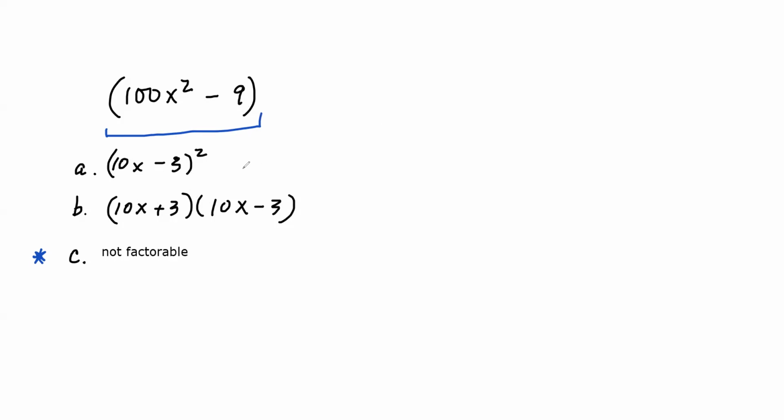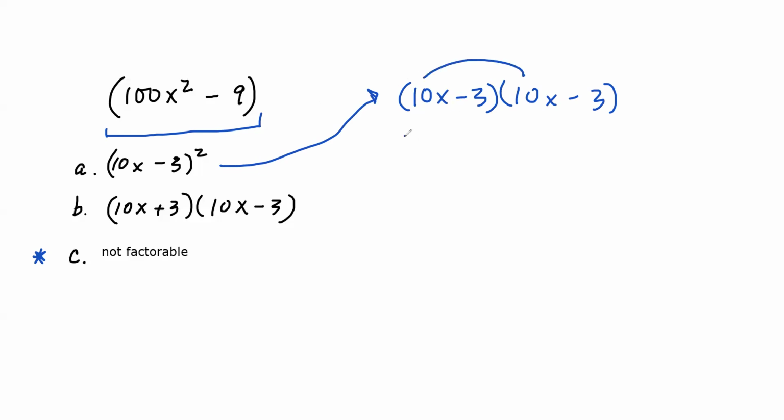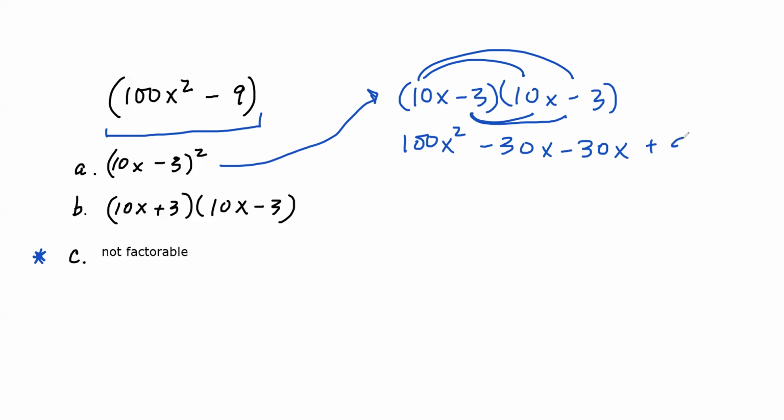So I'm going to do this in reverse. I'm going to take this answer and think, okay, well, 10x minus 3 squared means 10x minus 3 times 10x minus 3. Well, let's multiply that and see if we get the problem that we were given. So 10 times 10, that's 100. X times x is x squared. 10x times negative 3, that's negative 30x. Negative 3 times 10x, that's another negative 30x. Negative 3 times negative 3 is positive 9.